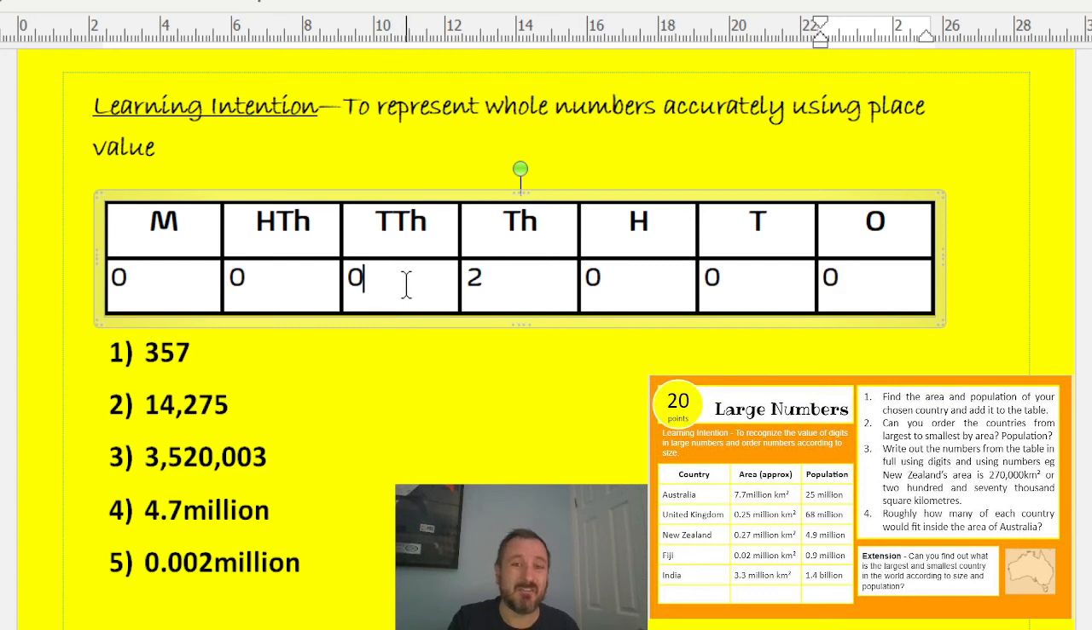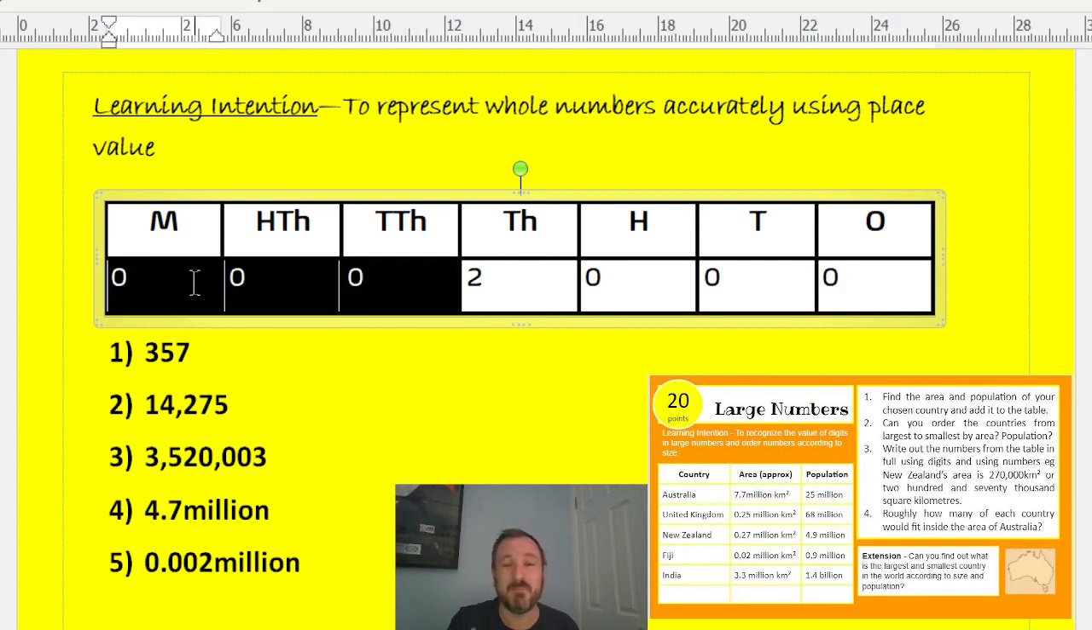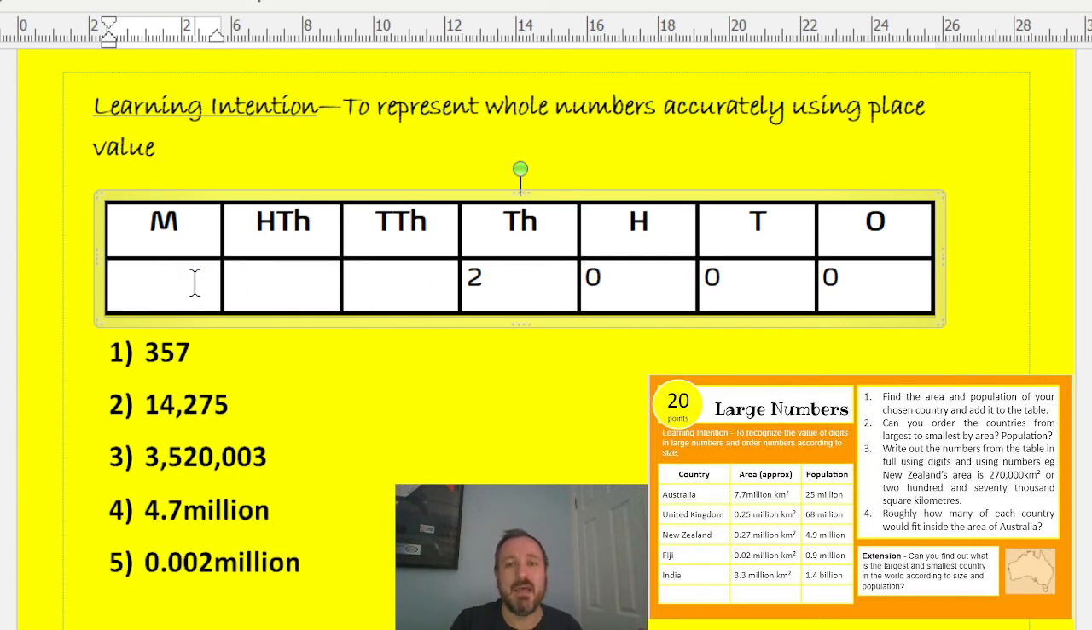And at this point, we can actually get rid of these zeros. They're placeholders, but they don't actually represent any value in our number when we're reading out loud. So we'll delete those. And then we can just read this number. And 0.002 million is actually exactly the same as 2,000.